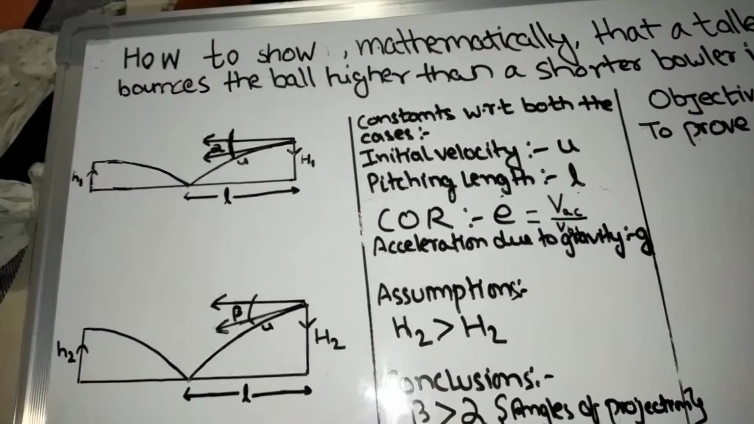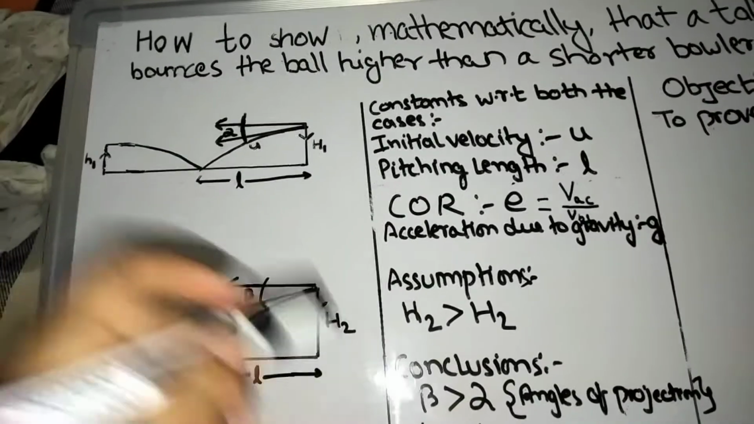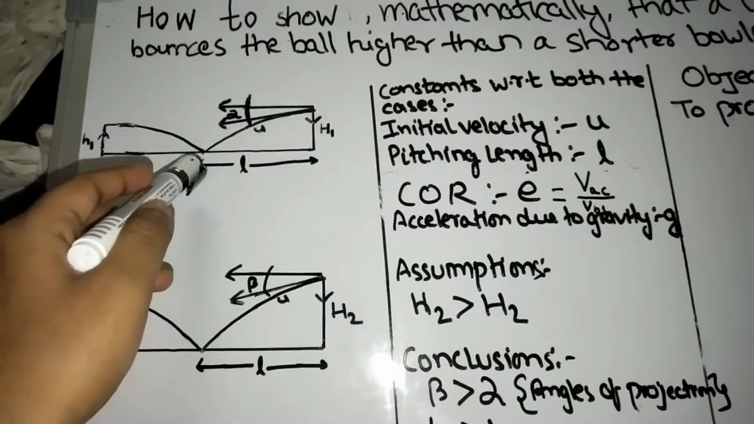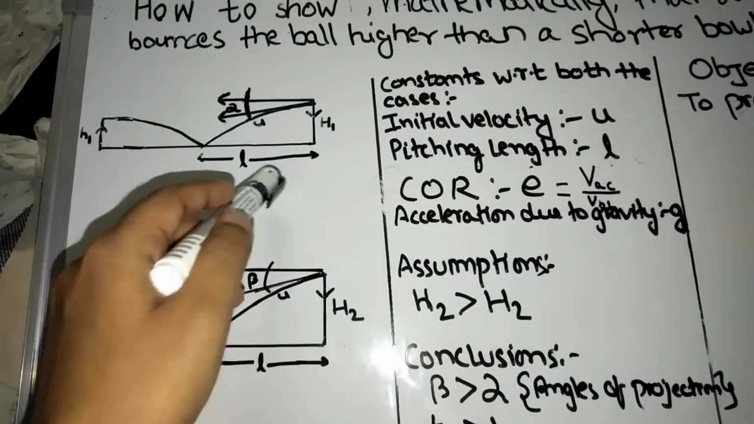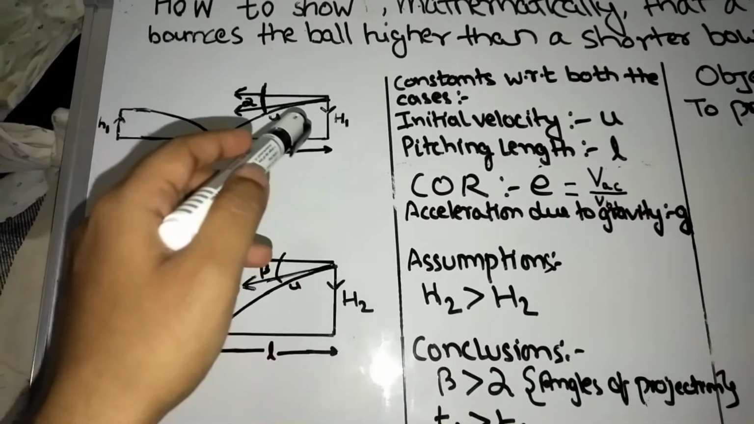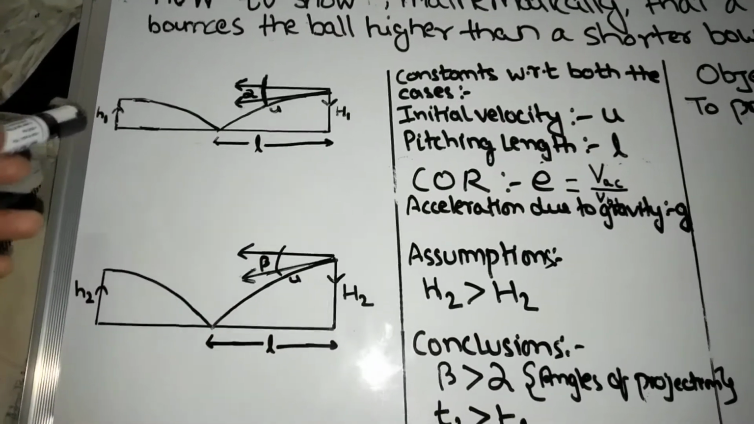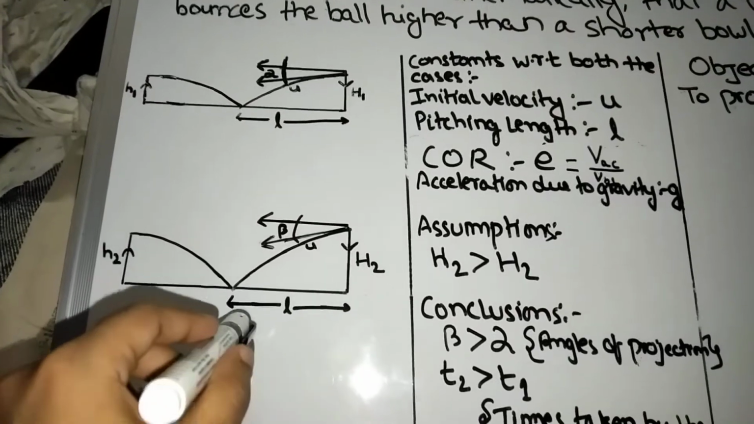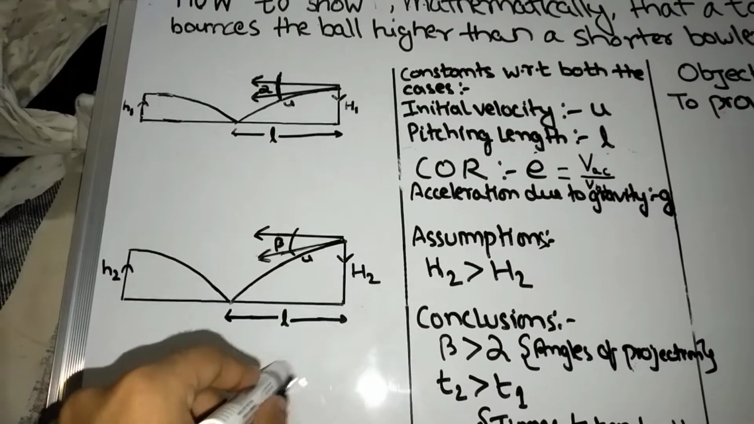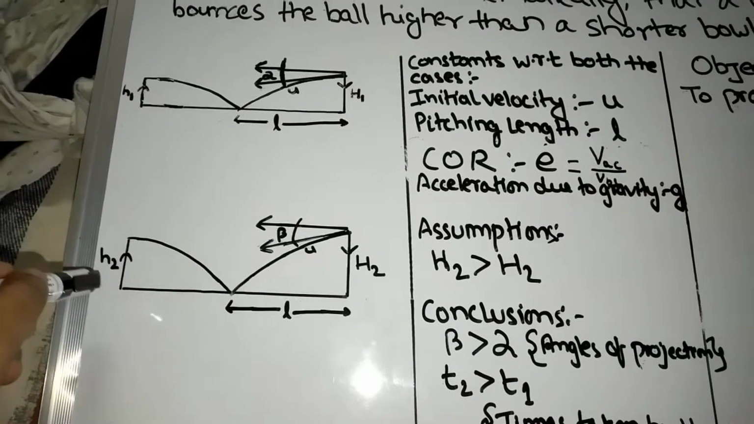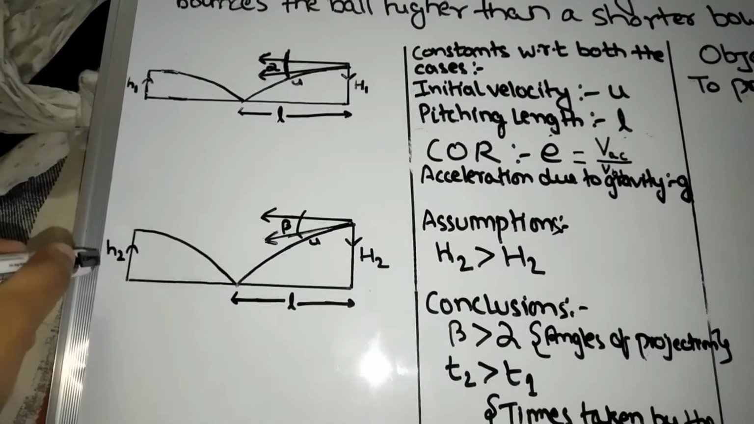So before we start, let's have a look at these diagrams. Let's call this diagram the diagram 1, which is the trajectory of the bowler 1, whose height is h1 and the bounce that he gets off the ground is small h1. Similarly, this diagram is the trajectory of the bowler 2, whose height is h2 and the bounce that he gets off the ground is small h2.